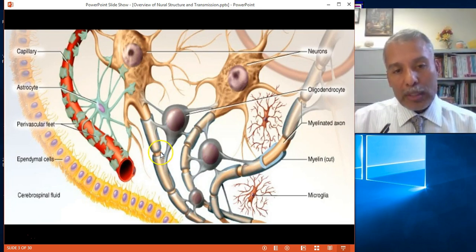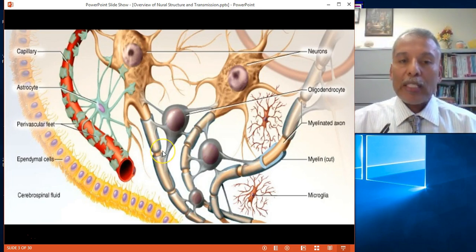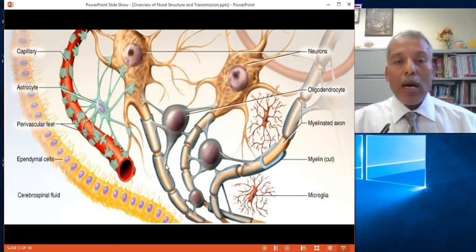I will explain later why this area is very, very important and why the firing actually occurs. It goes through these areas.